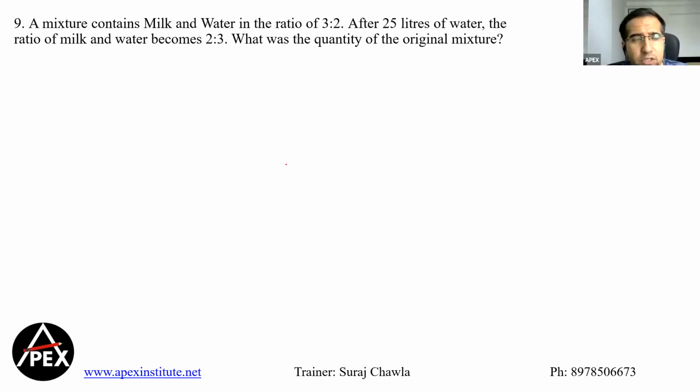Let's see this. A mixture contains milk and water in the ratio of 3 is to 2. After adding 25 liters of water, the ratio of milk and water becomes 2 is to 3. So what I'm adding is only water. Which means, again the same logic, the initial quantity of milk is equal to the final quantity of milk.